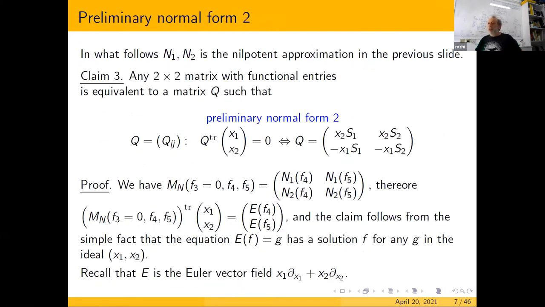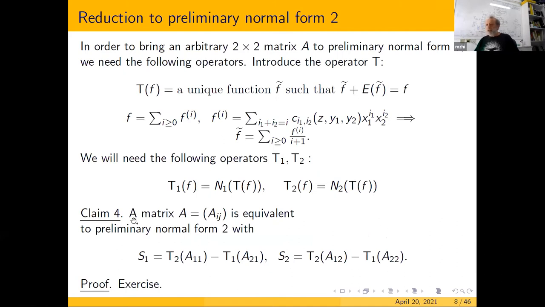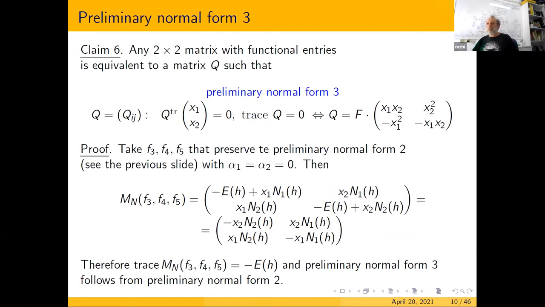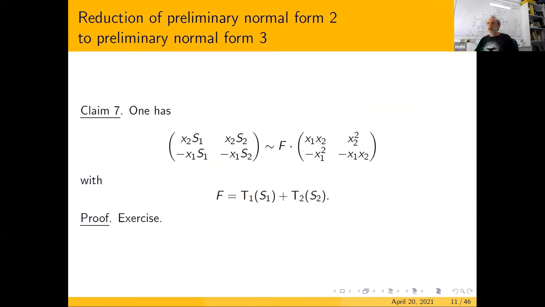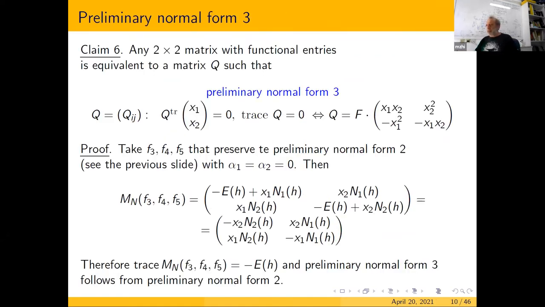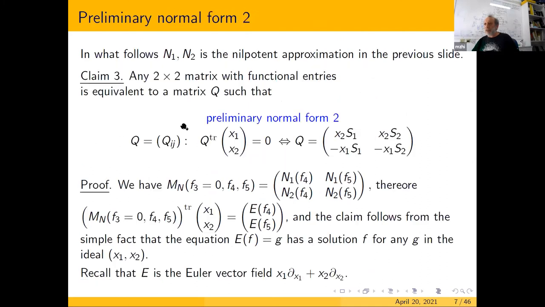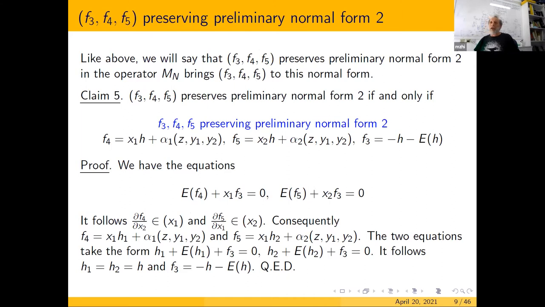We have preliminary normal form two. We have to see in a general way which F3, F4 and F5 resolve this preliminary normal form. I took here in the proof F3 equal to zero. What will happen if I take an arbitrary F3? Looking at preliminary normal form two here, F3, which I took zero, is now arbitrary, and it's very easy to calculate, claim five, in the same way using the Euler vector field, which F3, F4 and F5 reduce to preliminary normal form two and have this form.